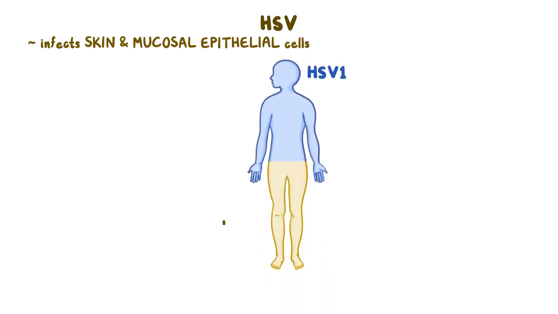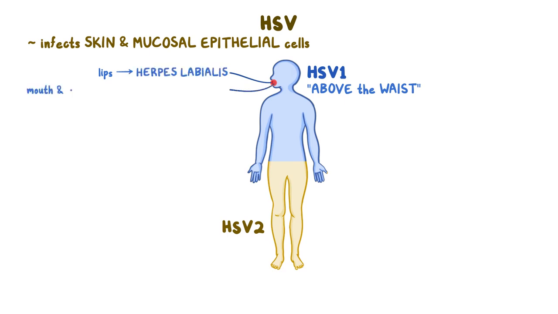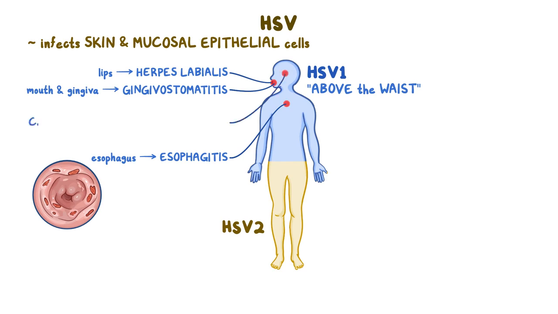Alright, now let's start with HSV, which infects skin and mucosal epithelial cells. There are two types of HSV, HSV1 and HSV2. Generally speaking, HSV1 tends to cause infections above the waist, mostly involving the lips, or labia, which is referred to as herpes labialis, and the mouth and the gingiva, which is called gingivostomatitis. In rare cases, HSV1 can spread to the esophagus, causing esophagitis, or to the central nervous system, causing meningitis or encephalitis, typically affecting the temporal lobe.